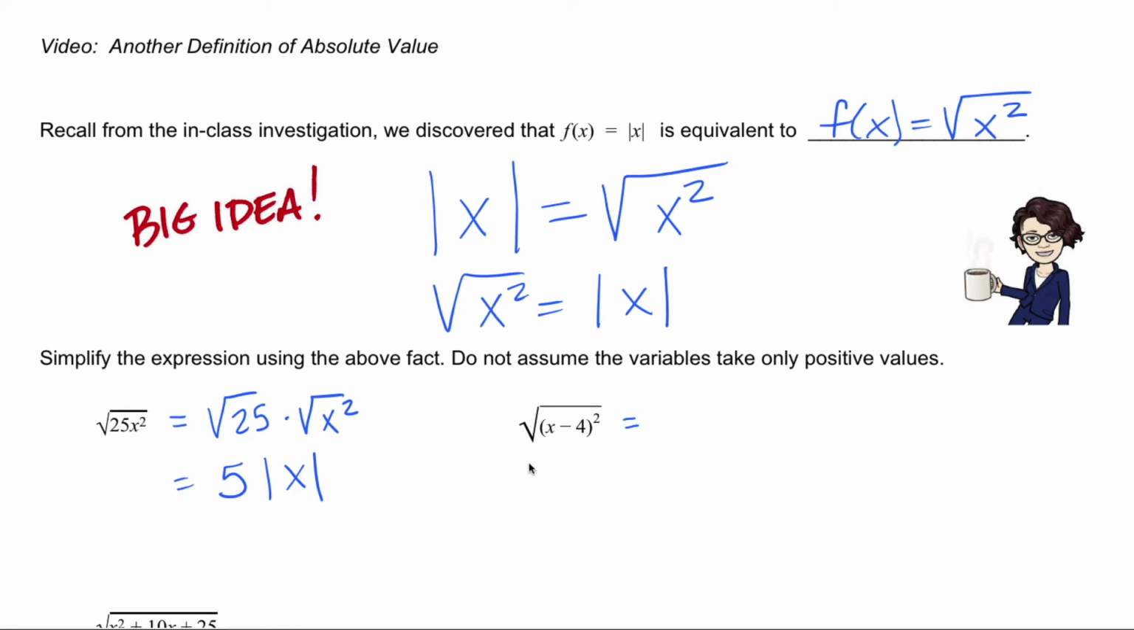In the second example, we have the square root of quantity x minus 4 squared. Well, instead of having square root of x squared, we have something else squared. And that something else can follow the same pattern. We can say the square root of that x minus 4 squared is the same as the absolute value of x minus 4.